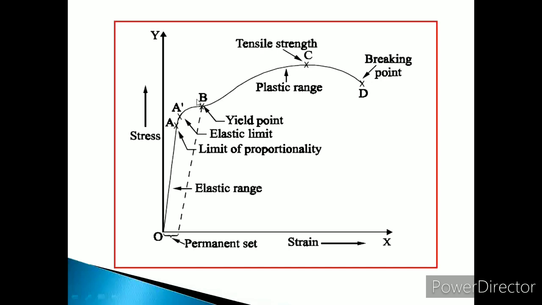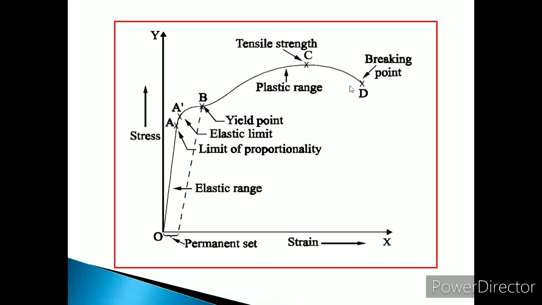That is very important. Now, if we increase the load further after the point C, what will happen? The body will move and will not come back to its original shape. It will be permanently deformed and will move towards the breaking point. That is very important: the breaking point is D. If we increase the load further, the wire breaks.